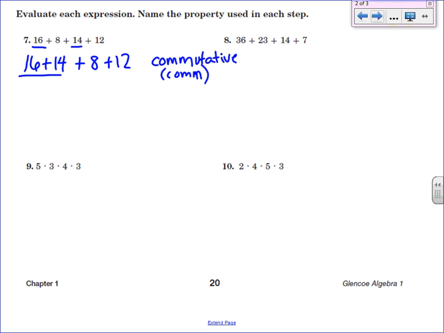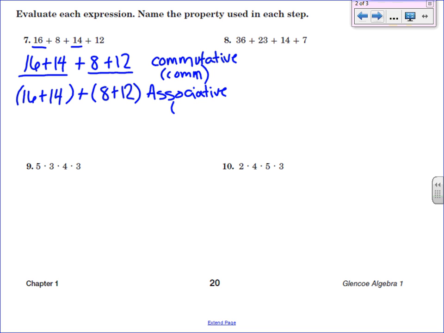Then I would like to do the 16 plus 14 and the 8 plus 12 separately at the same step rather than going from left to right like the order of operations tells me to do. So I'm going to do 16 plus 14 in parentheses. And then in parentheses 8 plus 12. And that's the associative property that says I can do that, which I'm going to abbreviate ASSOC.